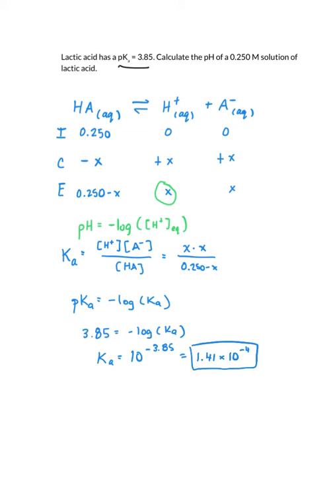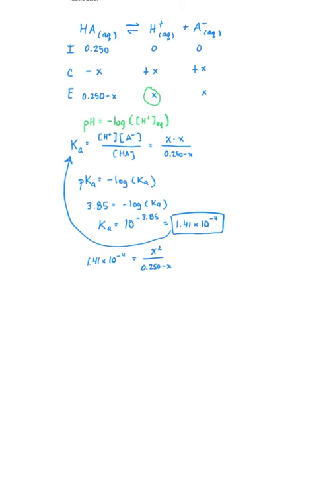This Ka value can be plugged in to the expression we established up above in order to solve for X. 1.41 times 10 to the minus 4 is equal to X squared over 0.250 minus X. From this point, we could solve a quadratic equation, or we could take a simplifying assumption into consideration and check that assumption later to avoid solving the quadratic equation if possible.